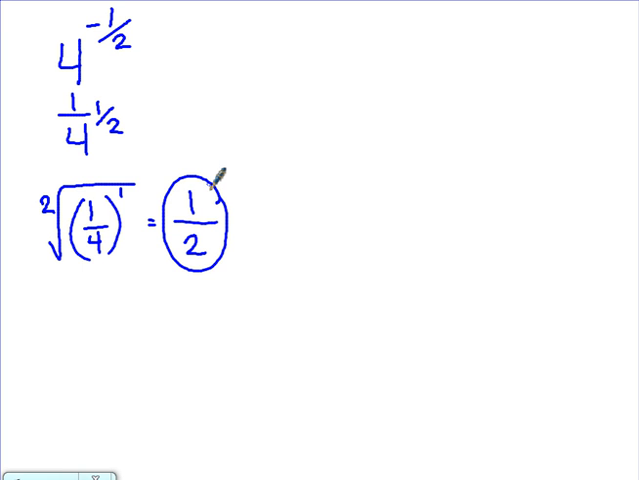Go ahead and try this one on your own. We have 8 to the negative 2/3. Remember to make it a positive exponent, and then the numerator becomes the power, the denominator becomes the root. Go ahead and try that one on your own, and we will check it when we come back into class.